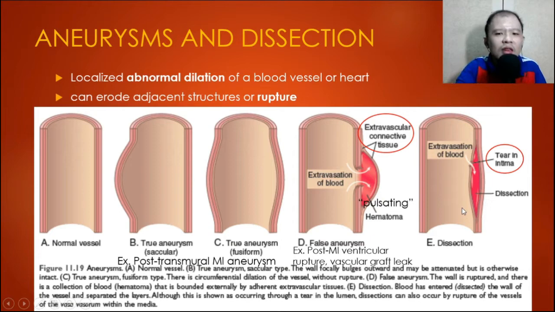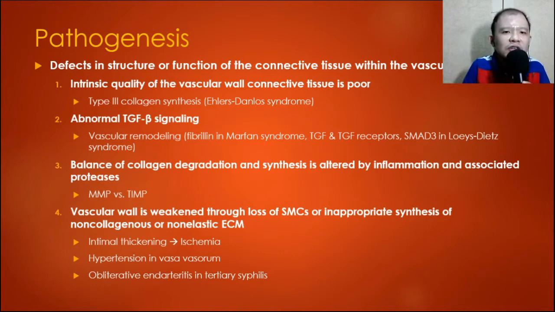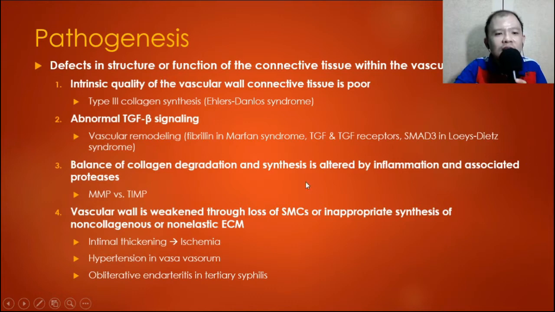So what is the pathogenesis? It's a defect in the structure or function of the connective tissue that composes the vascular wall, secondary to poor intrinsic quality of the vascular wall connective tissue, such as a defective type 3 collagen synthesis in Ehlers-Danlos syndrome. Second is abnormal TGF-beta signaling.